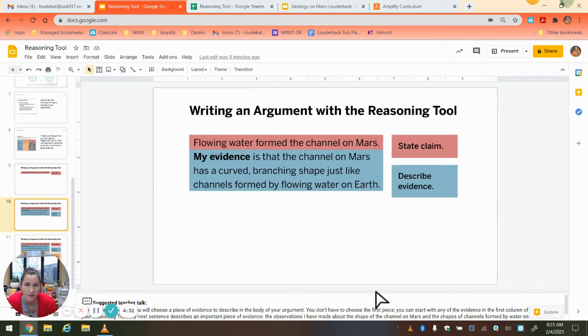Then I'm going to consider the evidence. The evidence is that the channel on Mars has a curved, branching shape, just like channels formed by flowing water. That's evidence card A. You want to read through each piece of evidence carefully and pick out things. In this case, this is an observation. These are observations we have made about the channel on Mars and the shapes that we have seen compared to Earth.